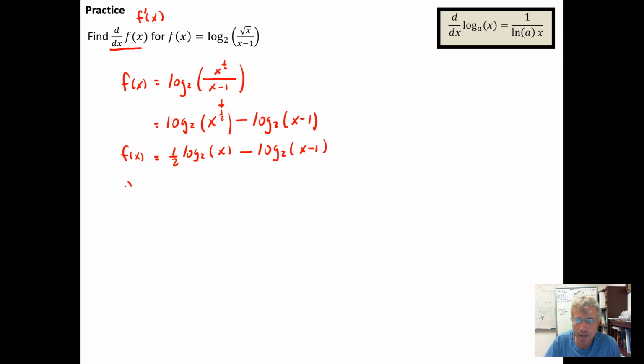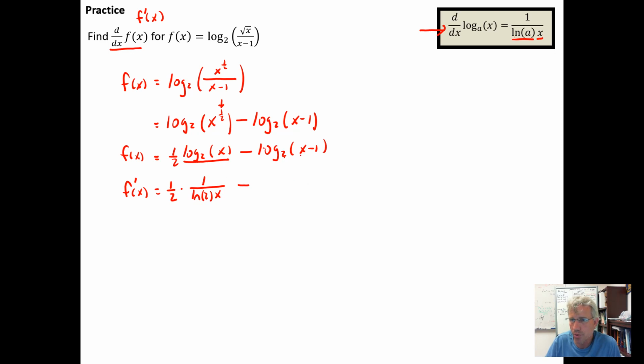So f prime of x is going to equal, we have a constant 1/2, so it's going to be 1/2 times the derivative of log base 2 of x. From a couple videos ago, we discovered that if we have log base a of x, its derivative is 1 over the natural log of the base times x. So in this case, it's going to be 1 over the natural log of the base 2 times the input x. And then we're going to get minus.